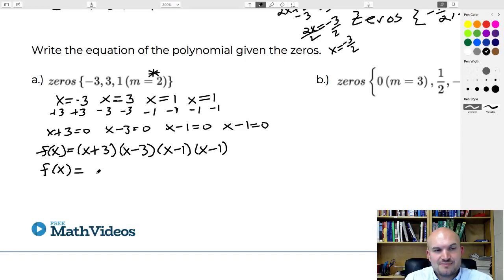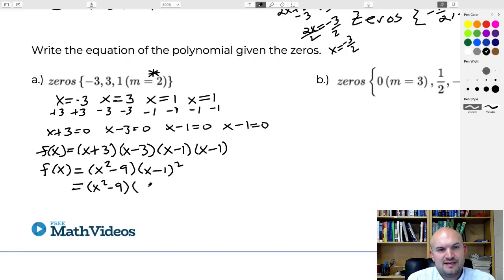So x plus 3 times x minus 3 is going to be x squared minus 9, right? Difference of two squares. And then this can be written as x minus 1 squared, which hopefully you recognize that we can use FOIL here to multiply that out, actually expand that. So let's do that. Let's see, x squared minus 9. You could expand this to give you x squared minus 2x plus 1. All right, and now basically we just need to multiply this out. So I will do that here.